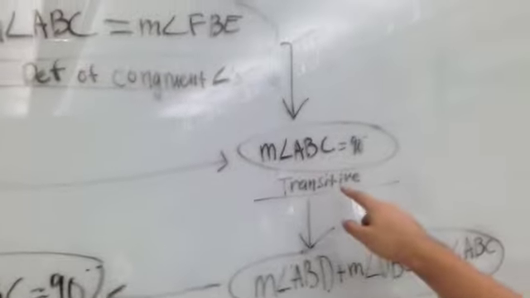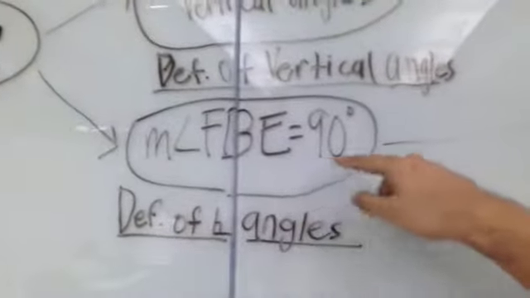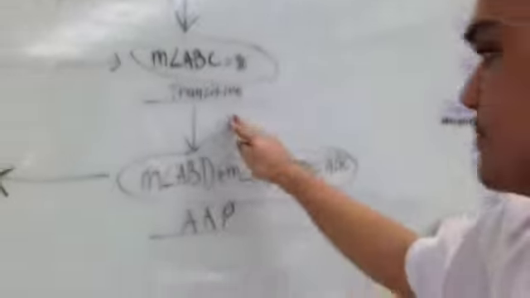From this, we can get that the measure of ABC is equal to 90. We got that because of the transitive property. Here it says that the measure of FBE equals 90, and it says here the measure of ABC is equal to the measure of FBE. So if FBE is equal to 90 and FBE is equal to ABC, this means that 90 is equal to ABC also. And that is how the transitive property is shown.